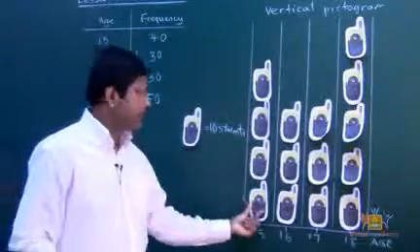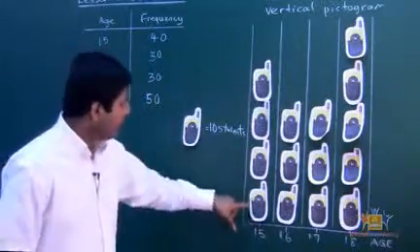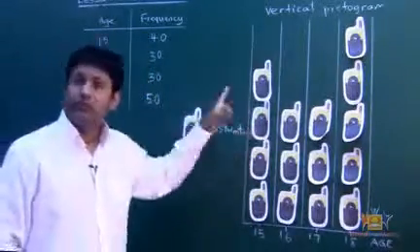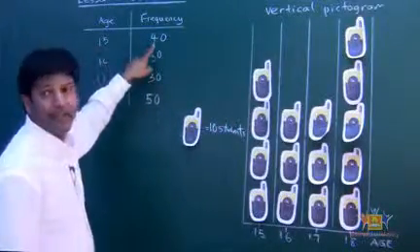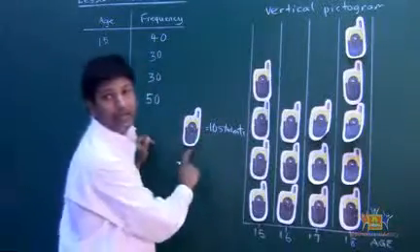Each of that represents 10 students. So that means 1, 2, 3, 4 pictures, 4 phones. So how many students? 40 students right there. See that? So this is very important. You got to look at this one right here.